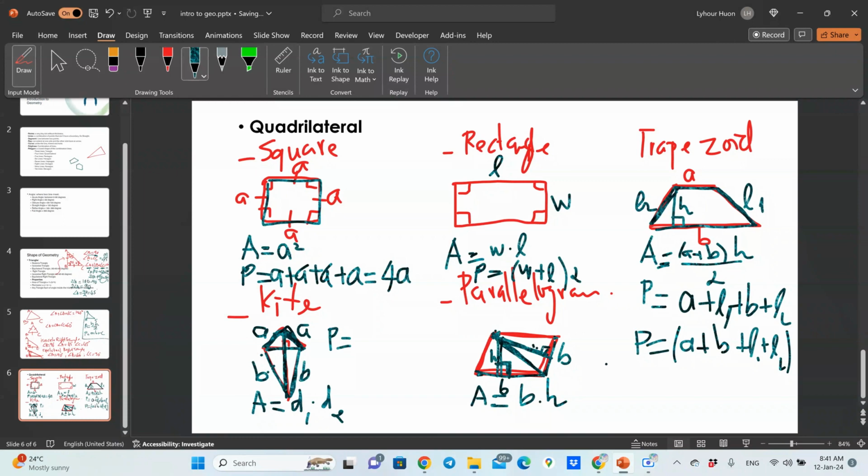So what is the perimeter of the kite? Yes, we add all of them, right? Wait, can I ask a question though? What's the d? d is the diagonal. Okay, d is the diagonal here. Let me draw somewhere bigger.